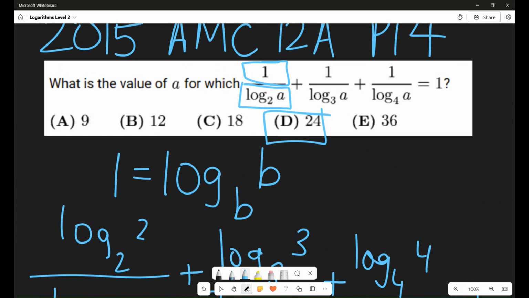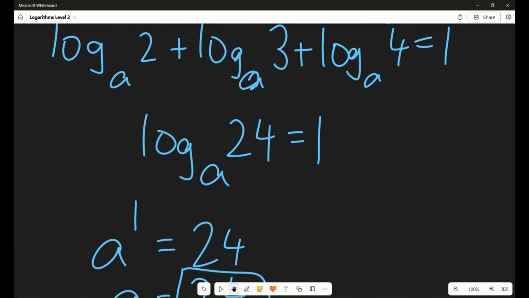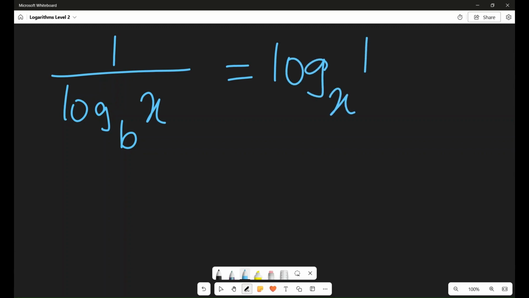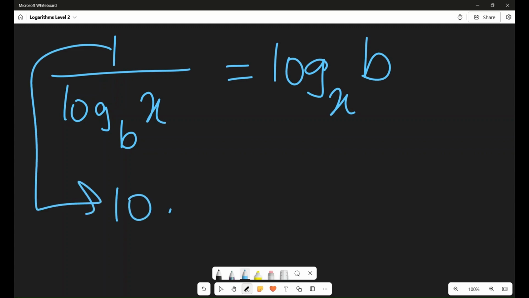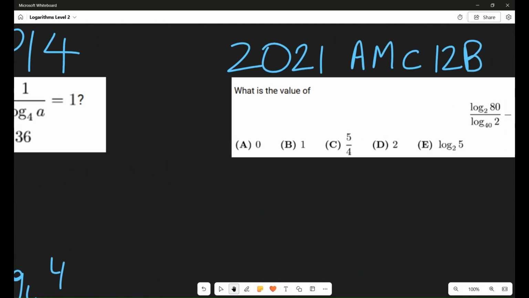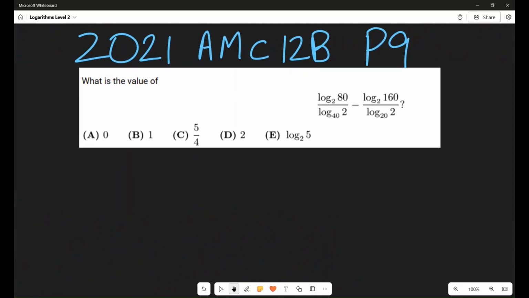From this question, we learned yet another property. When we have 1 over log base b of x, we can always rewrite it as log base x of b, because this 1 can be rewritten as log base b of b, and then we can use our formula.